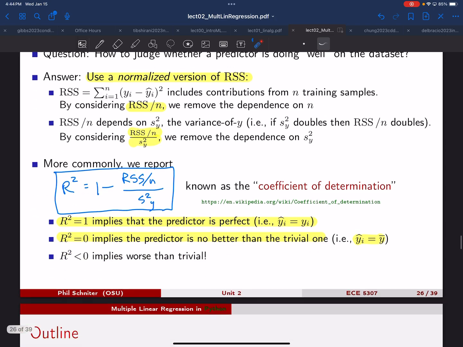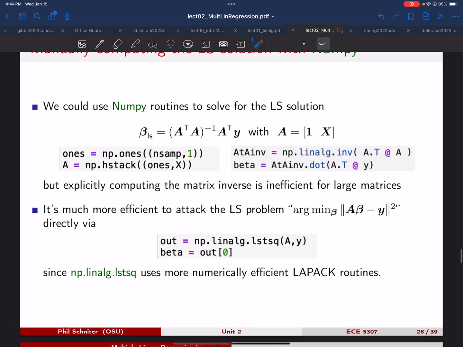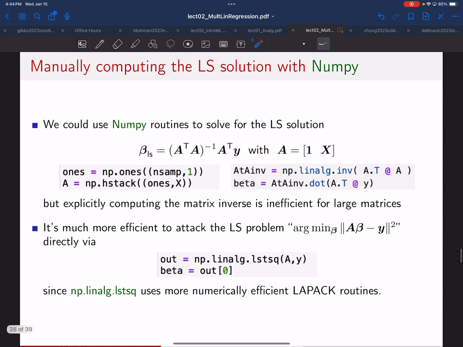Okay, excellent. So let's briefly talk about how we compute the least squares solution. There are a couple of options. One of the most direct things you could do is say, well, we derived this, let's just program it. You can program this in Python using the NumPy library. You would first get your feature matrix out of Pandas, and then add a column of 1s to the left of it. To do that, you make a column of 1s and use the horizontal stack command to put the 1s to the left of X, and you get your A.